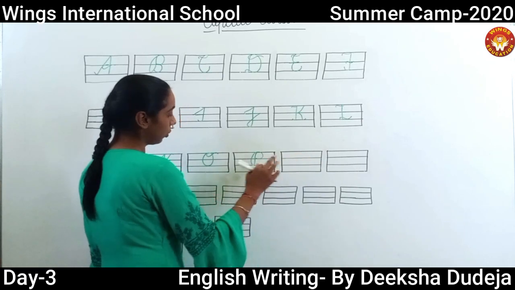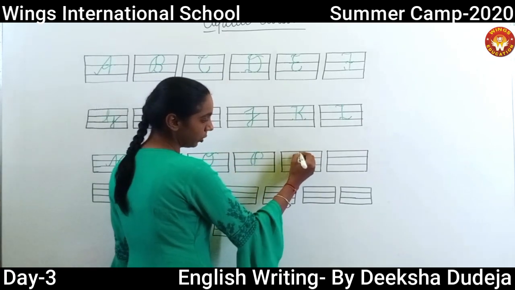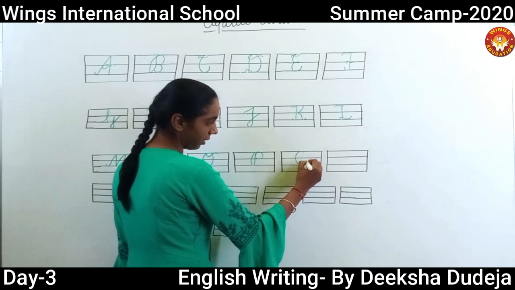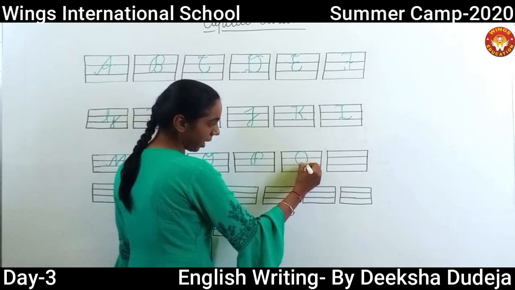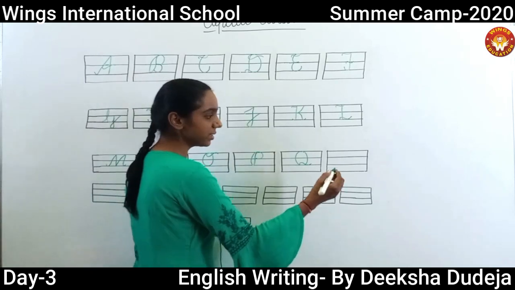My next alphabet is Q. Q and O shape both are the same. Now look at the board. I draw first line to third line a circle and a small oval shape at the end of the part. Q.